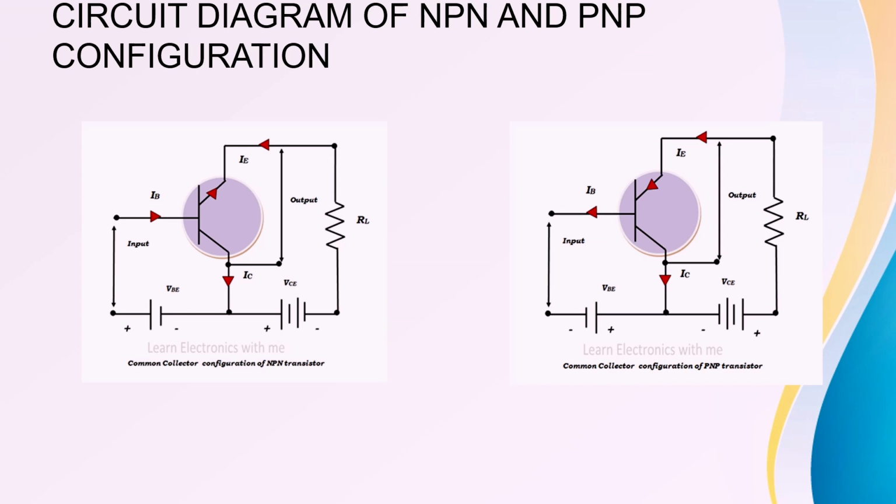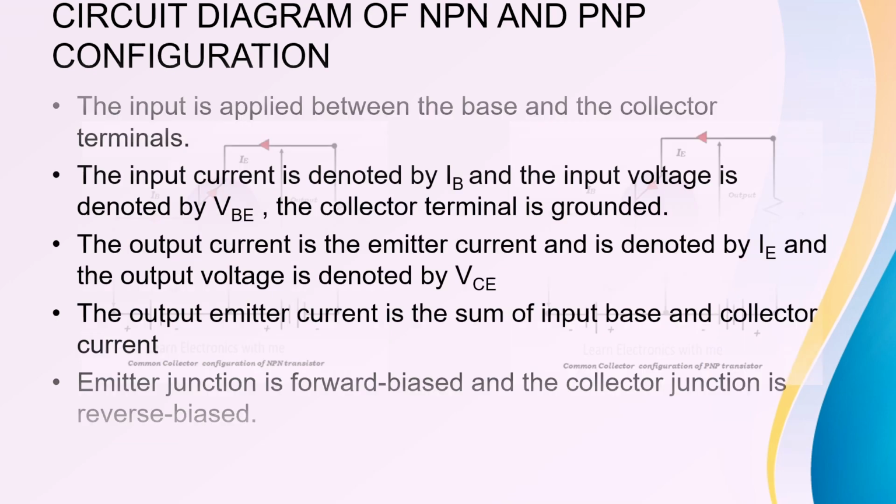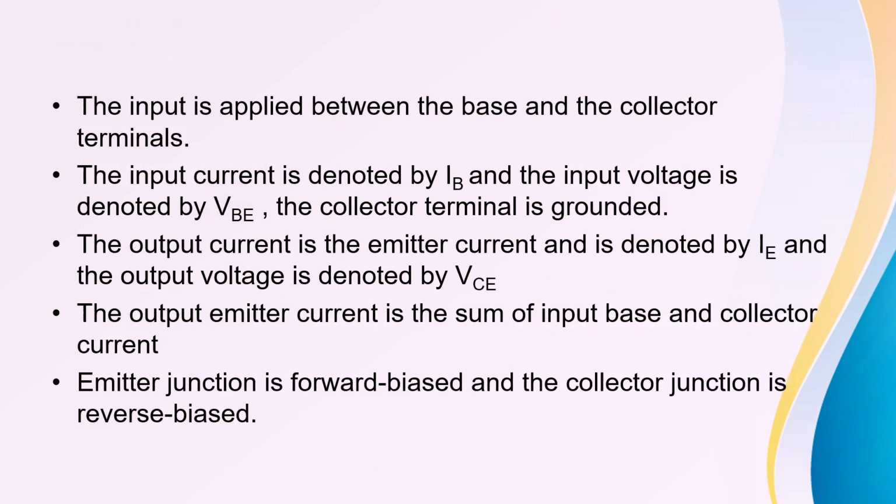The input is applied between the base and the collector terminals, as I have already said. The input current is denoted by IB and the input voltage is denoted by VB. The collector terminal is grounded in this configuration. The output current is the emitter current and is denoted by IE, and the output voltage is denoted by VCE. The output emitter current is the sum of the input base and the collector current. The emitter junction is forward biased and the collector junction is reverse biased in this configuration.